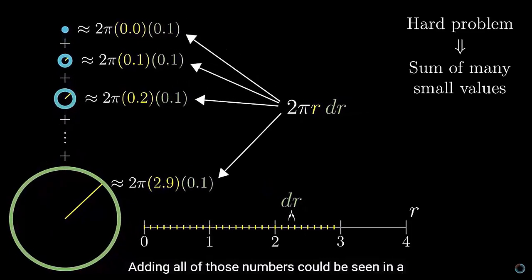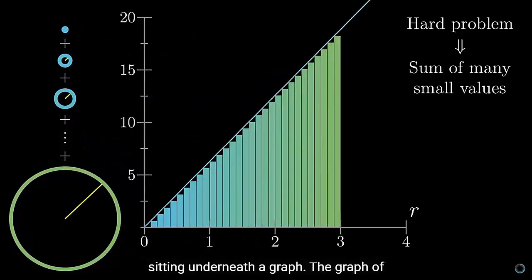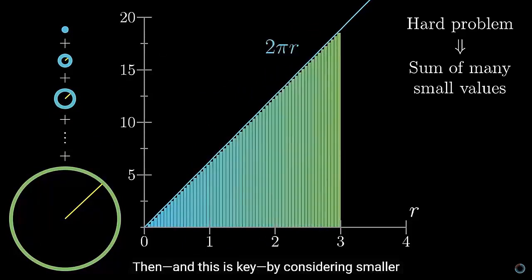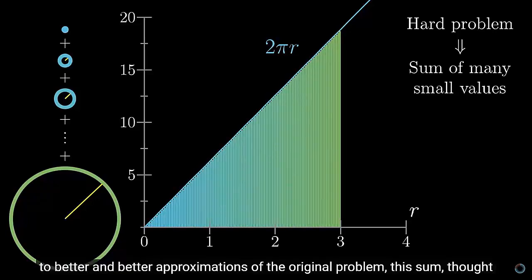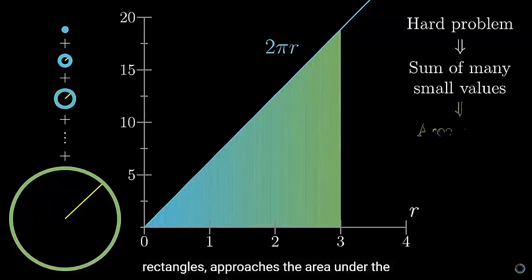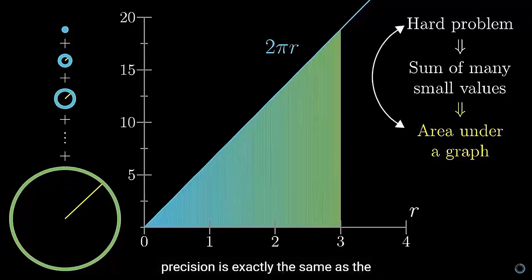Adding all of those numbers could be seen in a different, pretty clever way as adding the areas of many thin rectangles sitting underneath a graph, the graph of the function 2 pi r in this case. Then, and this is key, by considering smaller and smaller choices for dr, corresponding to better and better approximations of the original problem, the sum, thought of as the aggregate area of those rectangles, approaches the area under the graph. And because of that, you can conclude that the answer to the original question, in full, unapproximated precision, is exactly the same as the area underneath this graph.